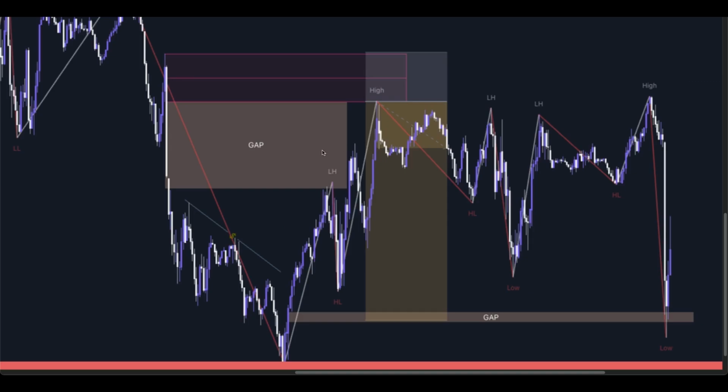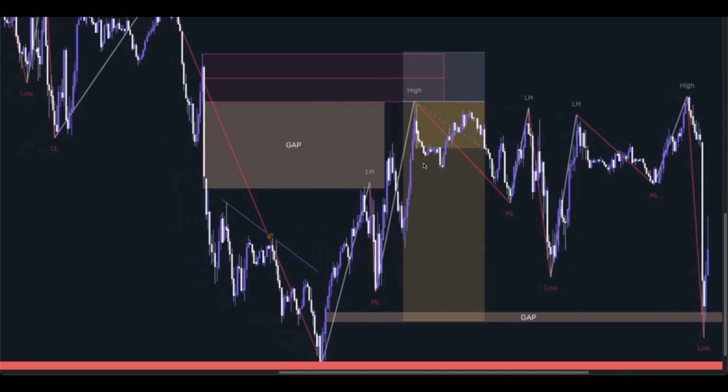Okay, so I just thought this would help out a little bit. But yeah, definitely test this out on a chart. Okay, now let's move on.